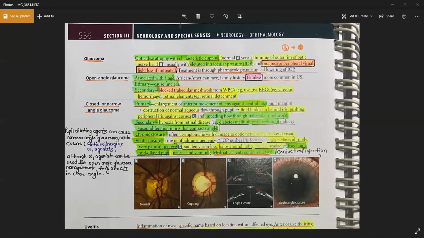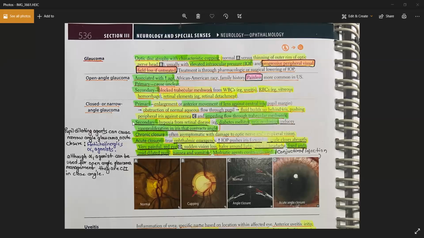Primary cause includes the enlargement or the anterior movement of the lens, because you know that the iris is present just anterior to my lens. If the lens moves anteriorly like that, the angle will be closed between my iris and the cornea, right? So as a result, I will have an obstruction in the normal aqueous flow, and I will get fluid buildup behind the iris, pushing the iris against the cornea, closing the angle again, impeding the flow of this aqueous humor through the trabecular meshwork.